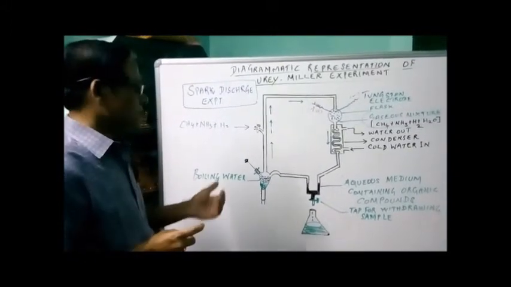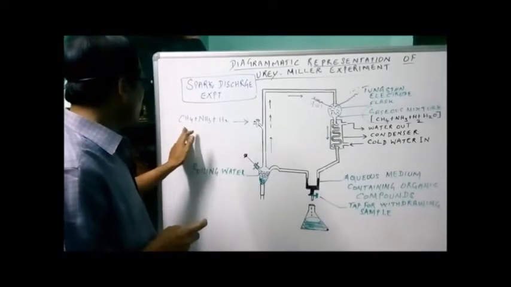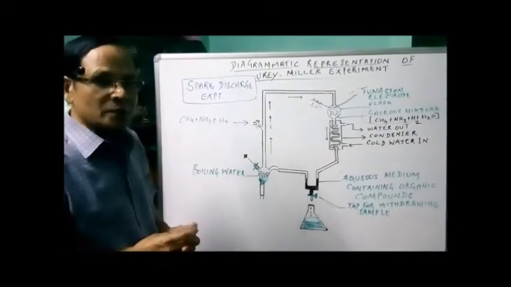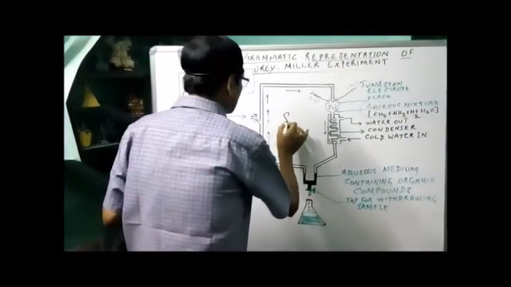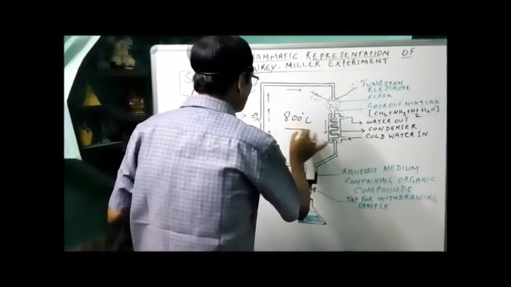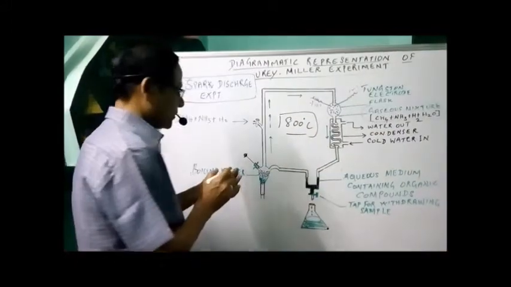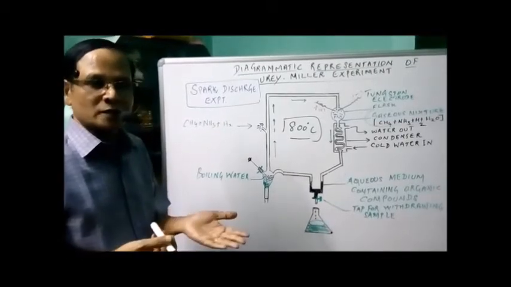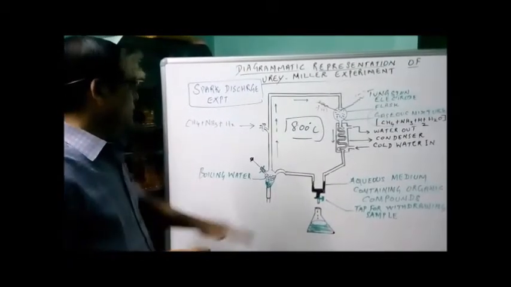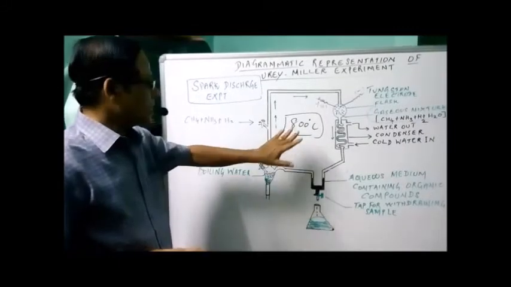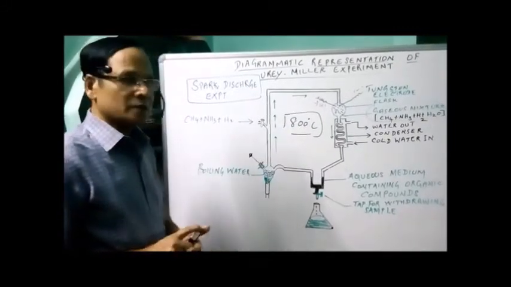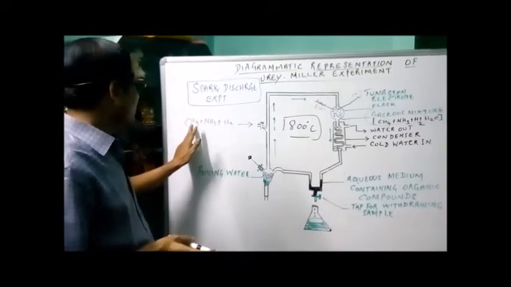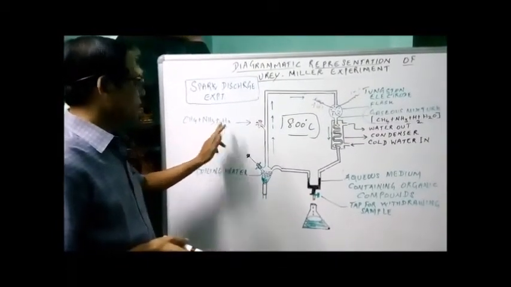In the past atmosphere we had methane, ammonia and hydrogen. They set the temperature at 800 degrees Celsius, because in the past atmosphere the temperature was very high, which was the main source for the union of various chemicals. That's why the sea was considered a hot dilute soup. So they provided 800 degrees Celsius and allowed a mixture of gases containing methane, ammonia and hydrogen.